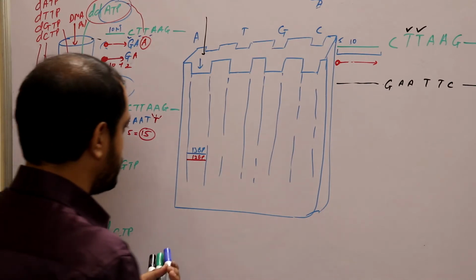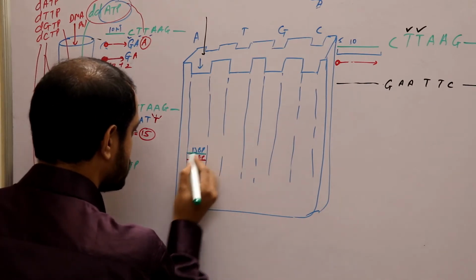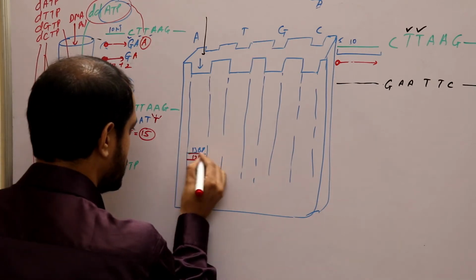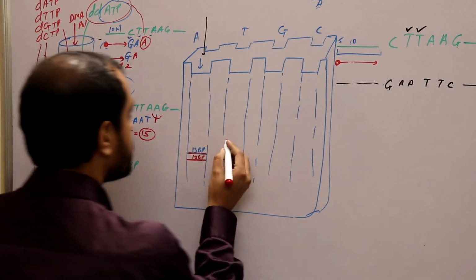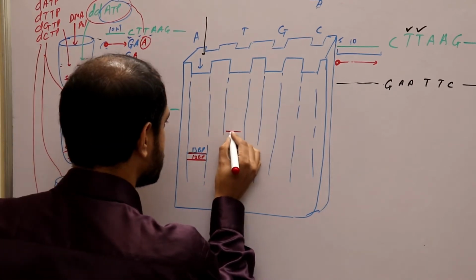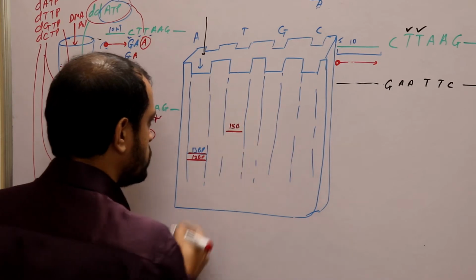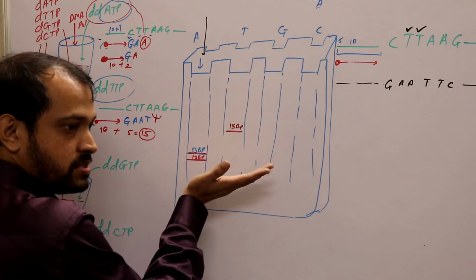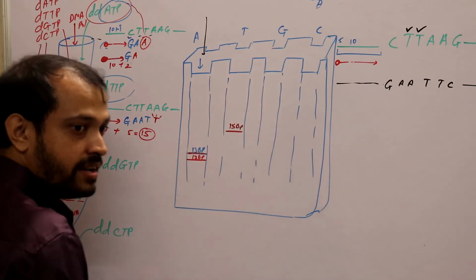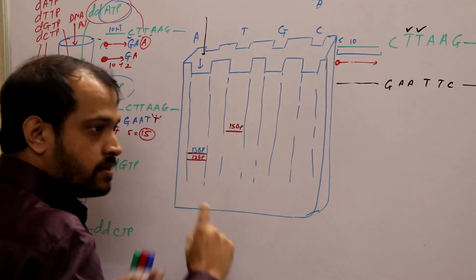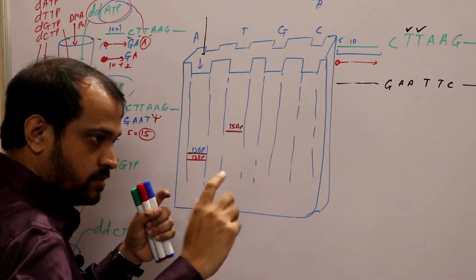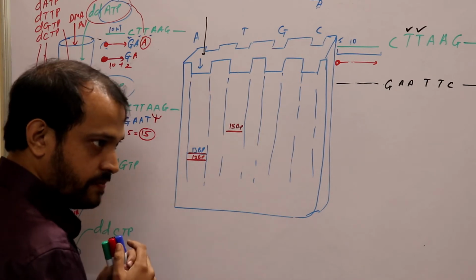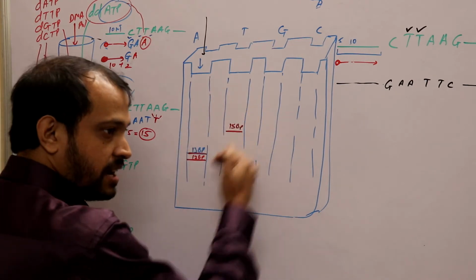Okay, now listen. Let me draw all these things with red. Now listen, this is 15, right? So here it is 15 base pair. Now listen, you know why when the base pair is increasing, the band is coming on the upper side? Because the longer the length of the DNA, the more it will be restricted in the gel.